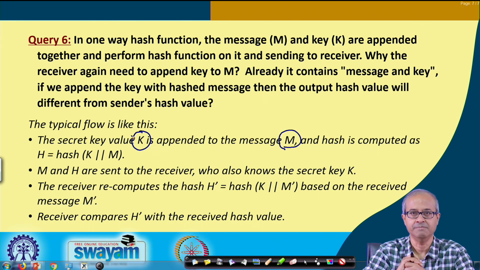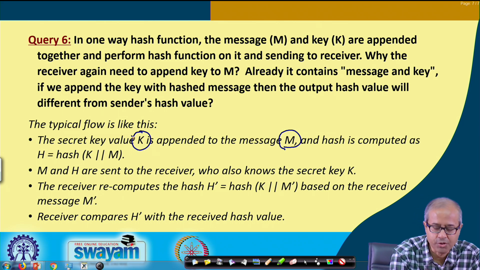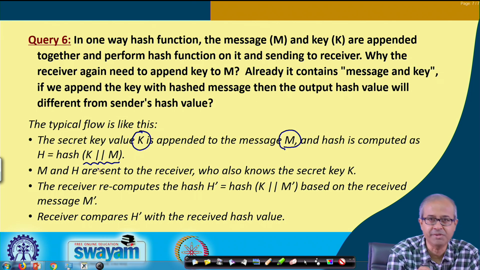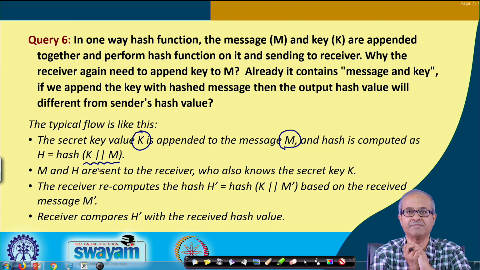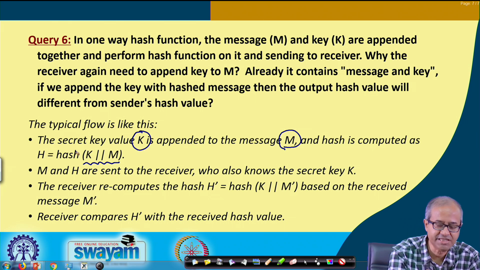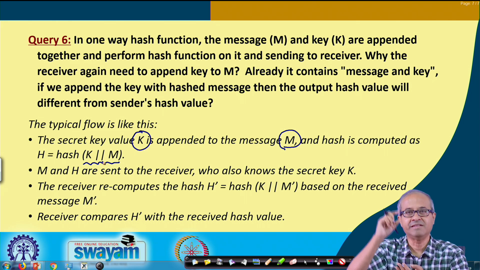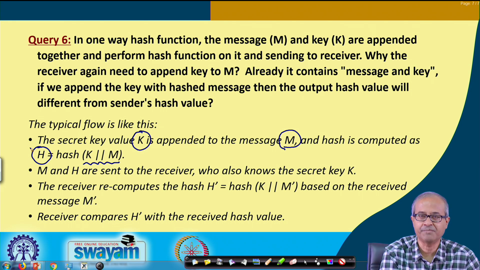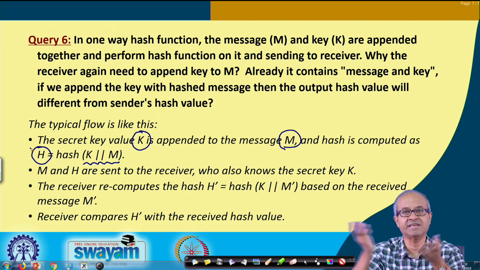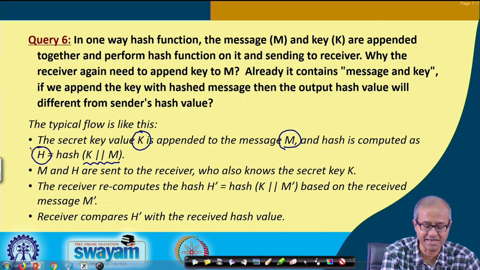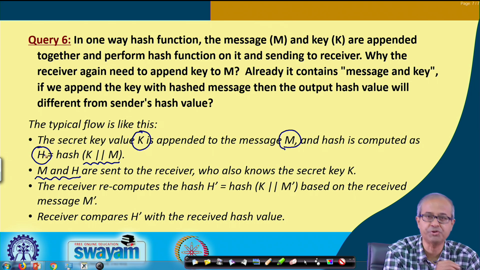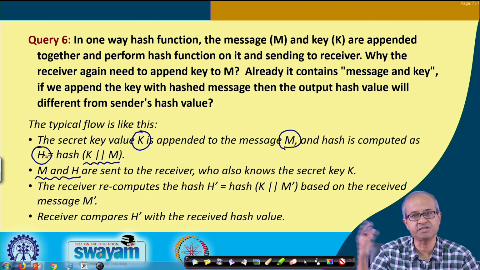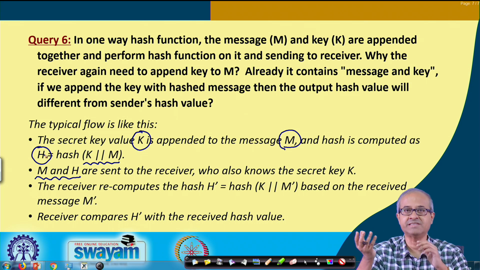Receiver also has k. So, first thing the sender does, it concatenates k and M. This symbol means k and M are put together, joined together, that is called concatenation, and the hash function is applied to the whole thing. The secret key plus the message, both together the hash is applied and the hash value, let us say h, is computed. And after computation, the sender sends the message and also this computed h. It does not send the key value because the receiver already knows what k is.